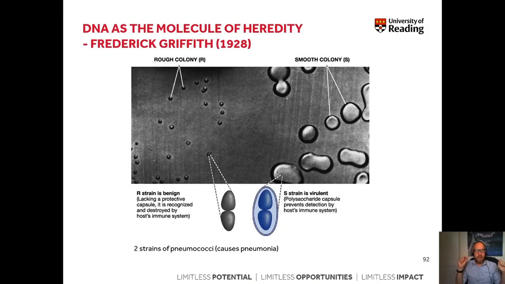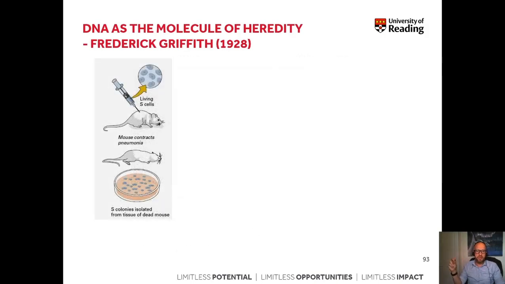The R strain is benign. This strain lacks a protective capsule, can be recognized by the body's immune system, and gets destroyed fairly easily. In contrast, the S strain, which you can see on the right hand side, is virulent. That means it can result in disease because it cannot be recognized by the immune system.